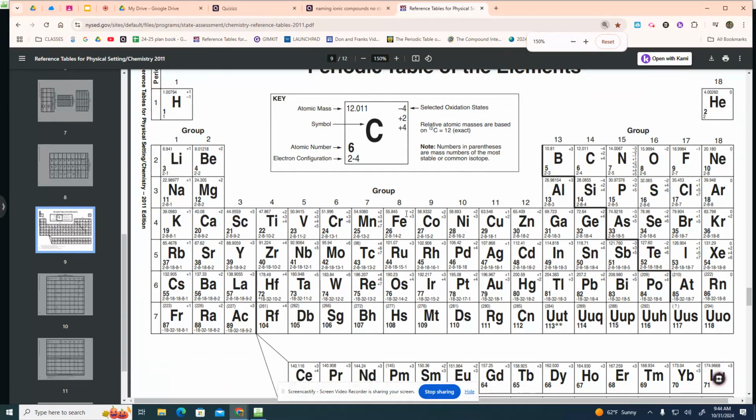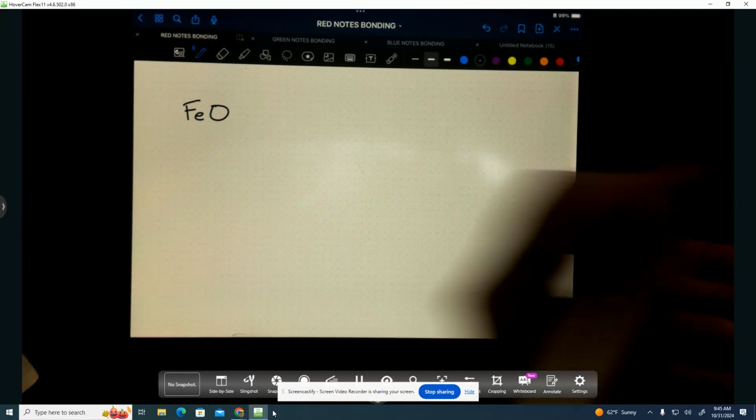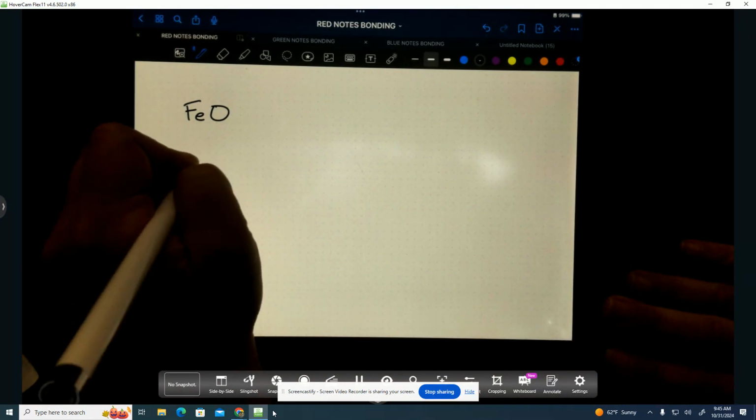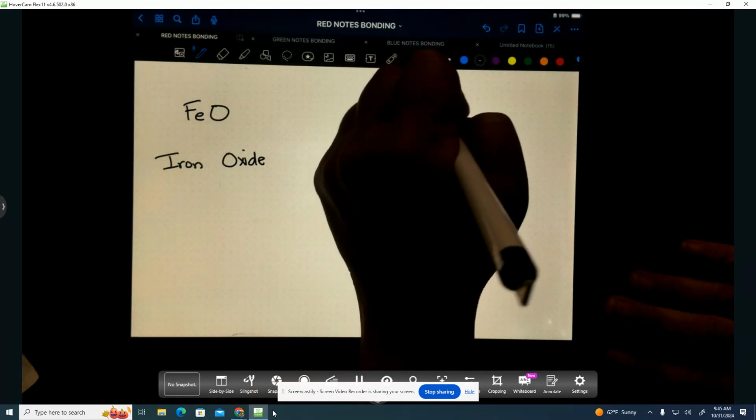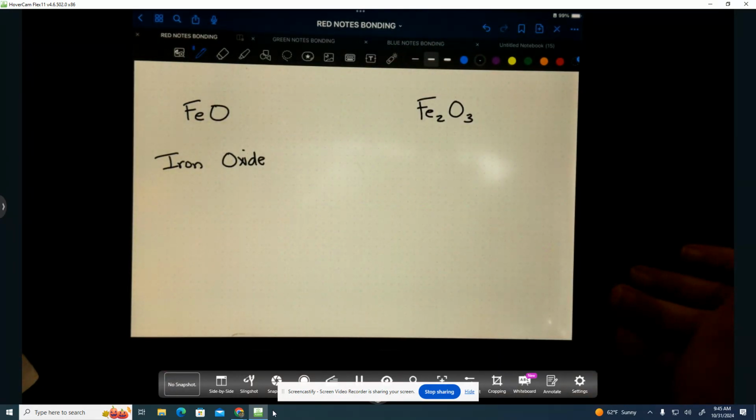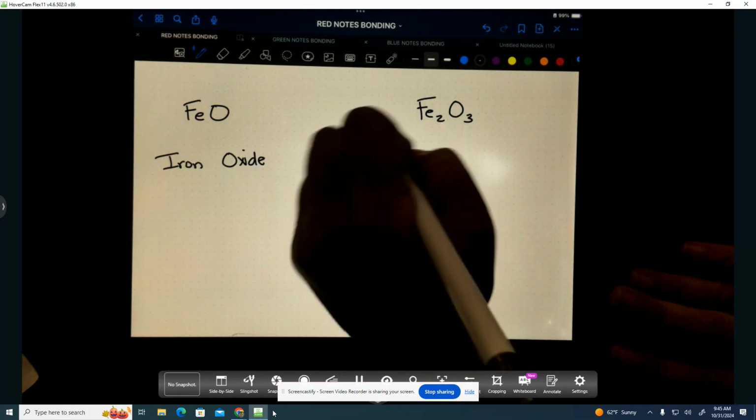Okay, let's look at iron. Do you see up here in the upper right hand corner it has 2 charges? Okay, keep that in mind. What is the name of this compound? Woo! You rock. It was nice and quick. Iron oxide. Alright, what's the name of this compound? Iron oxide.